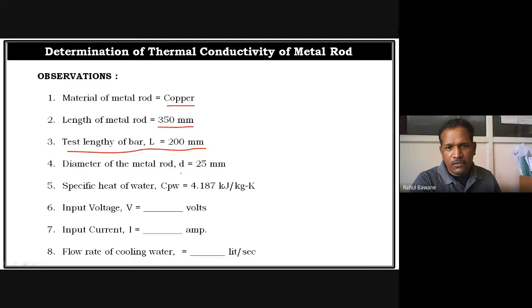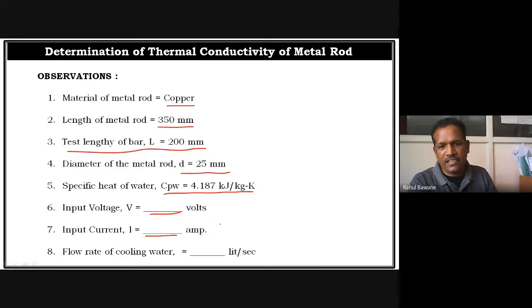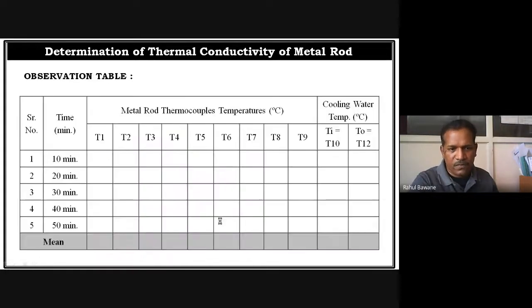Diameter of rod is given, 25 mm. Specific heat of water is a standard value, 4.187 kilojoule per kg Kelvin, so we just use that standard value. Now input voltage, we will put the value of input voltage here and corresponding current here, but in calculation we are not taking heat transfer equal to V into I. We will take heat transfer as the heat extracted by cooling water, that is our Q.